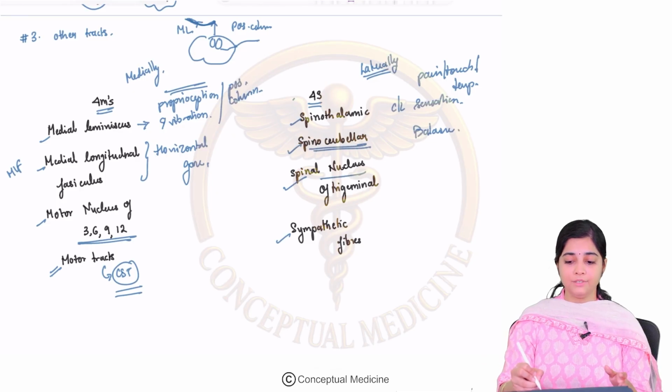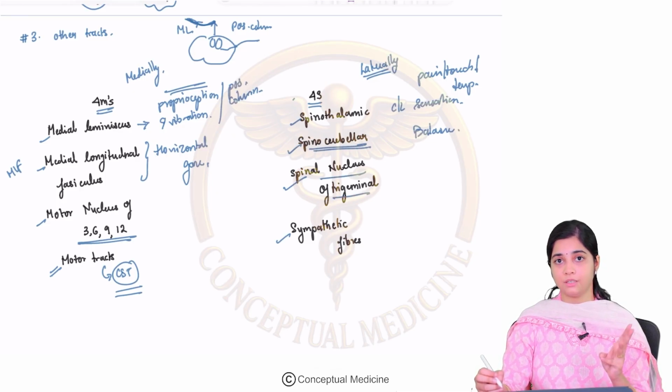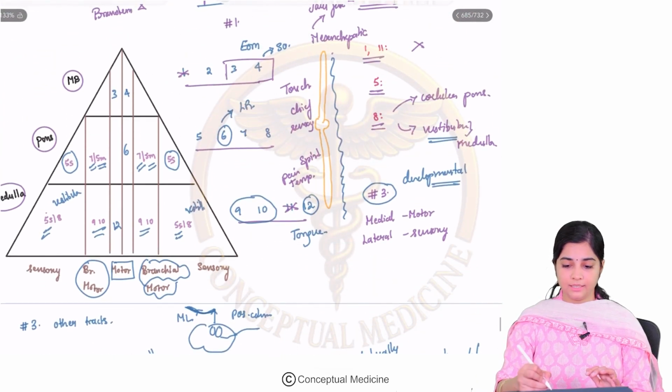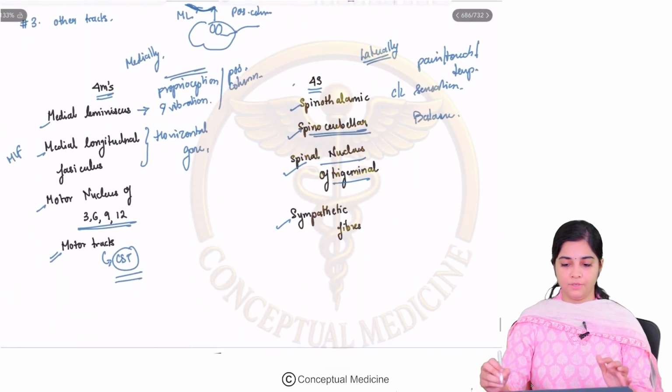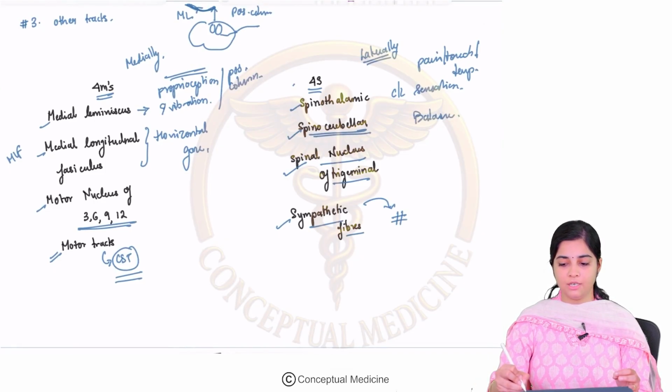Then the spinal nucleus of the trigeminal nerve is your third S. We have just learnt about it here. What does it carry? It carries pain and temperature. And we have sympathetic fibers, which, if damaged, result in Horner's syndrome.